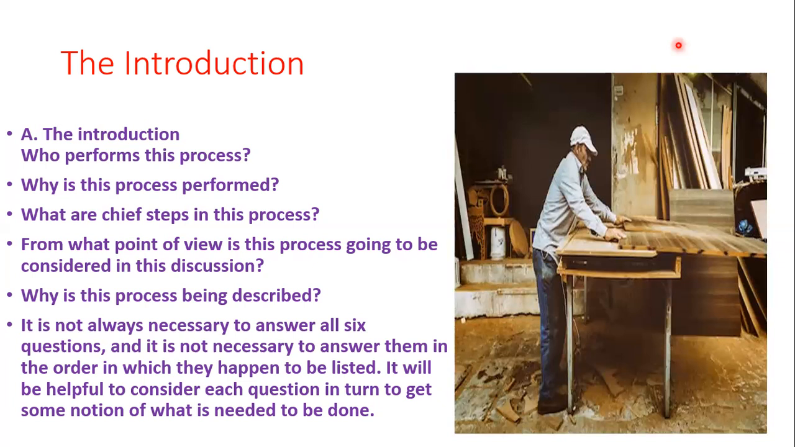Well, we can divide the process description report into four sections. Section 1, introduction. Section 2, requirements, meaning the list of equipment and list of material. Section 3, step by step description of designing, and section 4, conclusion if it is demanded or required.